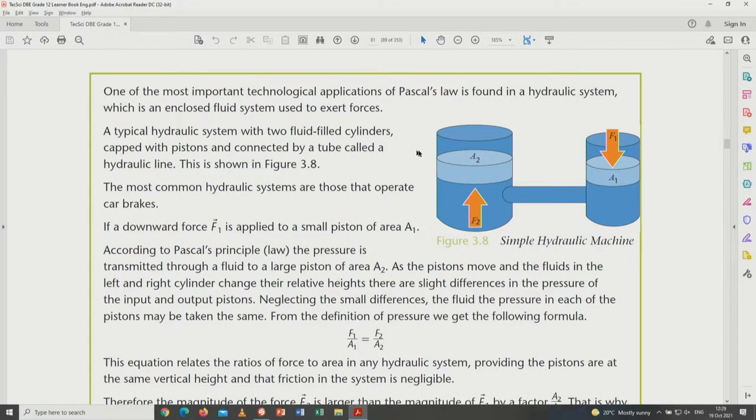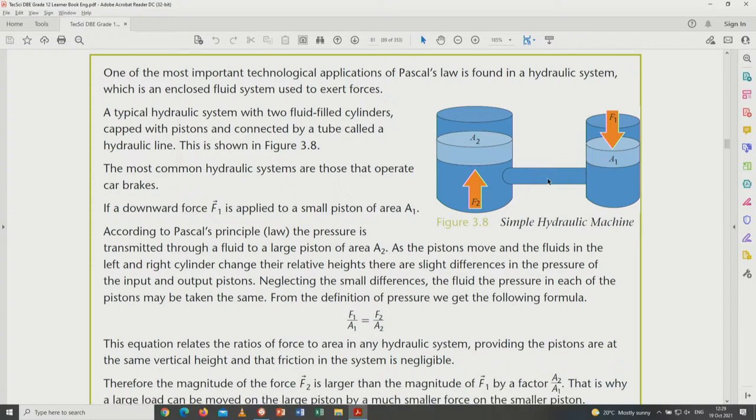One of the important applications of Pascal's law is found in hydraulic systems, which is an enclosed fluid system used to exert forces. This is an example that we use for a hydraulic jack, for example. And other hydraulic systems, the hydraulic system lifts, and also the dentist chairs, you will remember all this. But a typical hydraulic system has two fluid-filled cylinders fitted with pistons. So you have a cylinder there, these are enclosed.